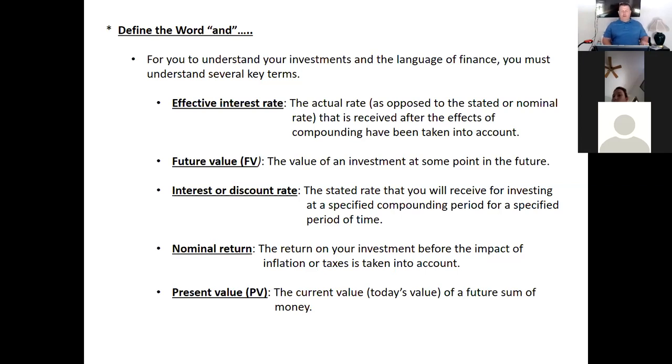The present value is the current value, today's value of a future sum of money. So if I know that if I put $10 in the bank today, I should have $20 in 10 years. Well, that $10 today is the present value of the money.